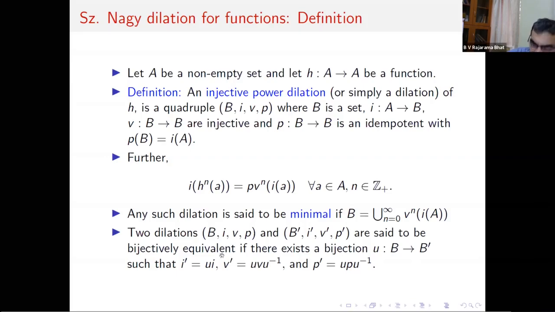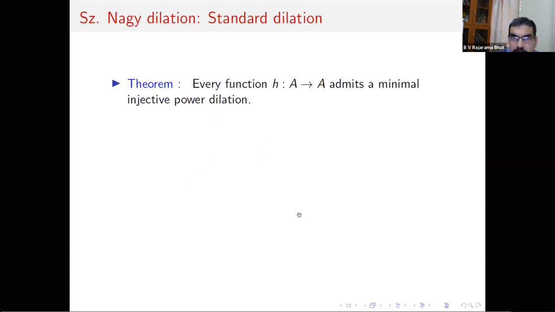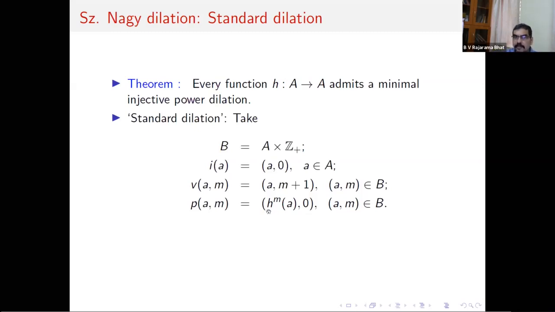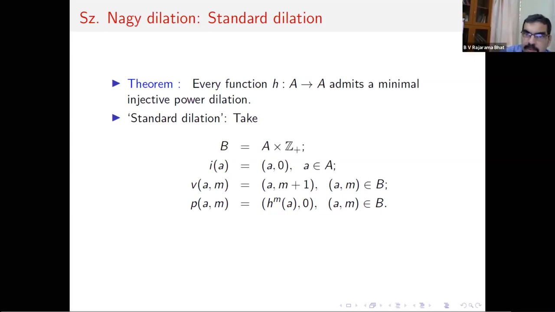So you ask the question, is it possible? Well, it is possible, and here is the construction. I give you 2 minutes to see the construction. This I call the standard dilation. You take this A, Cartesian product with Z plus, and embed A as (A, 0), the first copy of A. V is just the shift in the second coordinate, and P compresses everything to the first copy, because we want the compression to the image of A. This is the only possibility. This works, and this is a minimal dilation. I'm calling it the standard dilation. You will come back to this again and again. This is the most natural dilation here.